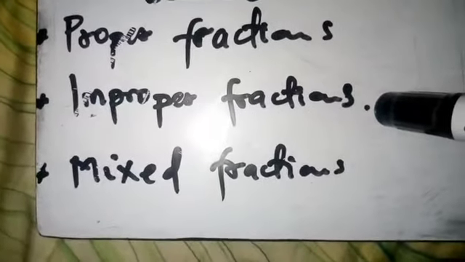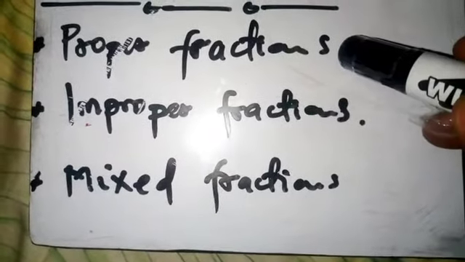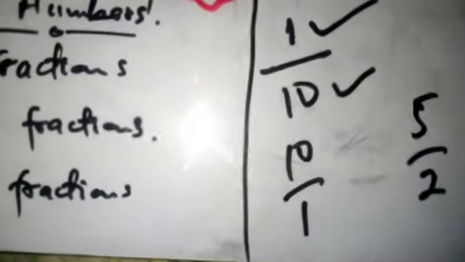Next is the improper fraction, which is the vice versa of the proper. That's where the top number is bigger than the bottom one. So when I rewrite this, that can be 10 over 1, or maybe 5 over 2. Something like this. Always the top number is bigger than the bottom one.